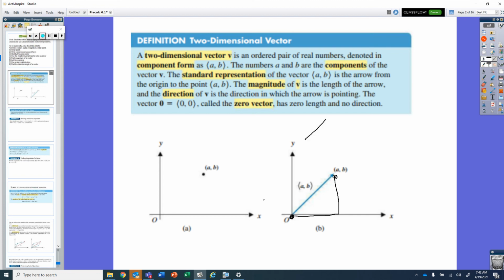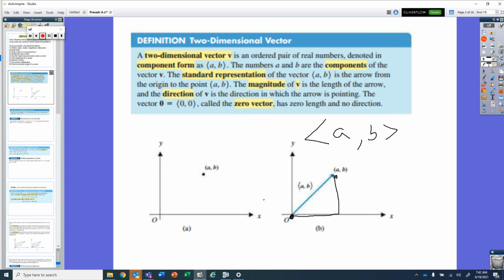A vector represents, in component form, that's what I'm writing right now, the number of horizontal movements, either left or right, and the number of vertical movements, either up or down, to get from one point to the other. Now, it does not just have to be the origin. So this is the standard representation of a vector, okay?